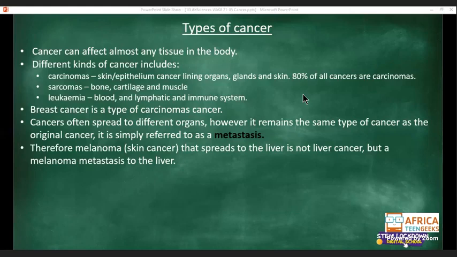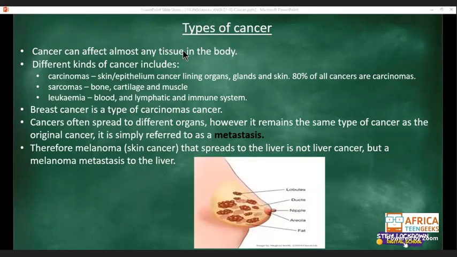So we have melanoma. This is a type of skin cancer, and is a type of carcinomas cancer. So skin cancer is a type of carcinomas cancer. So we have this type of cancer, the skin cancer, which spreads to the liver. Then it will not be a liver cancer, but a melanoma metastasis to the liver. So meaning that the skin cancer moved to the liver. So it started off in your skin, it spread to the liver. It will not then be called a liver cancer, but a skin cancer that moved to the liver. You get that? So we name it according to its original site.